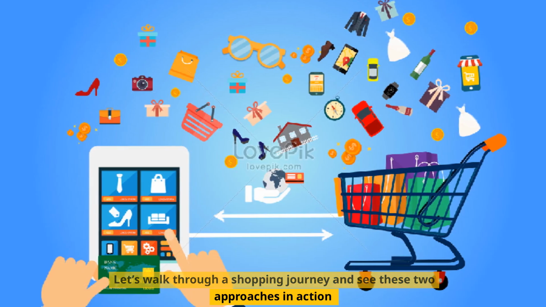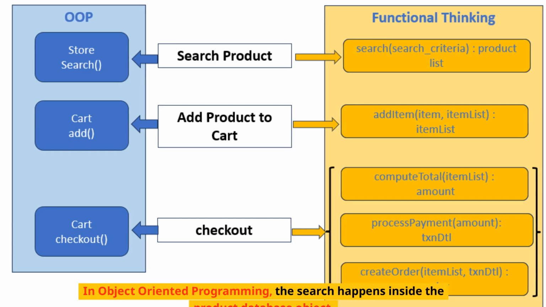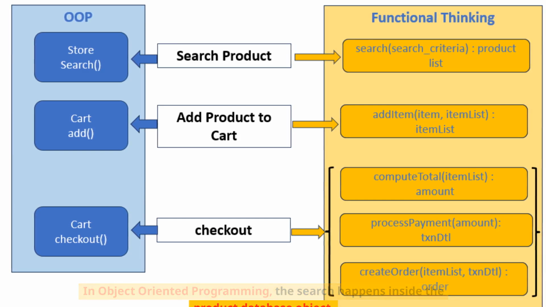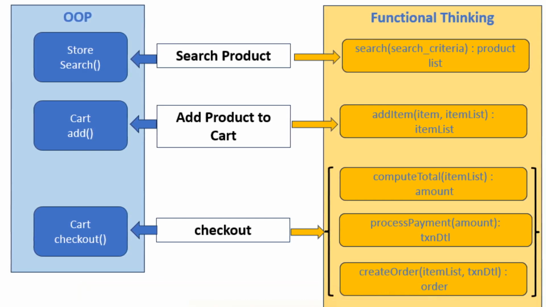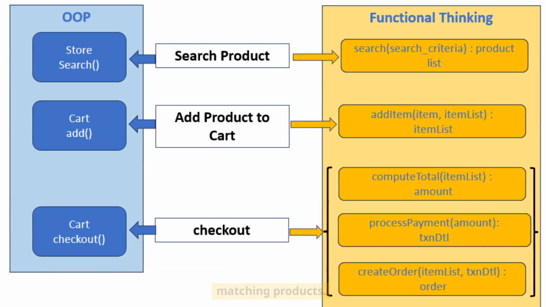Let's walk through a shopping journey and see these two approaches in action. You start by searching for a product. In object-oriented programming, the search happens inside the product database object. In functional thinking, a search function takes your input and returns a list of matching products.